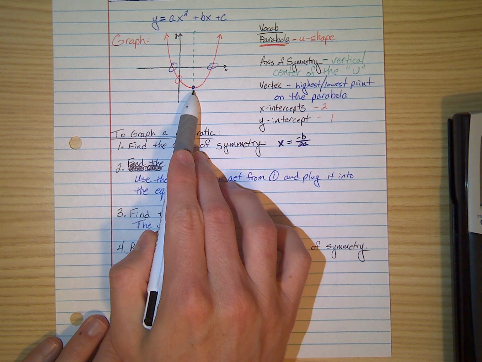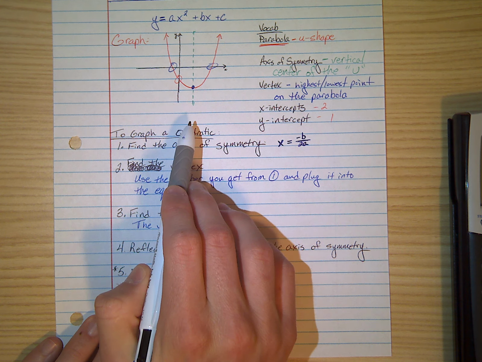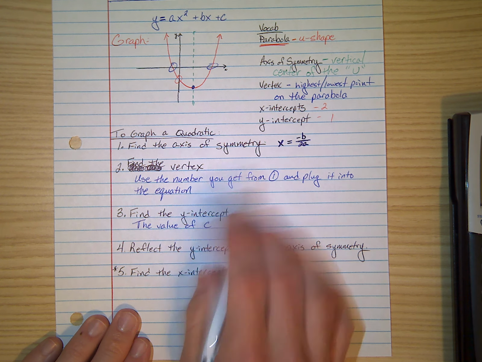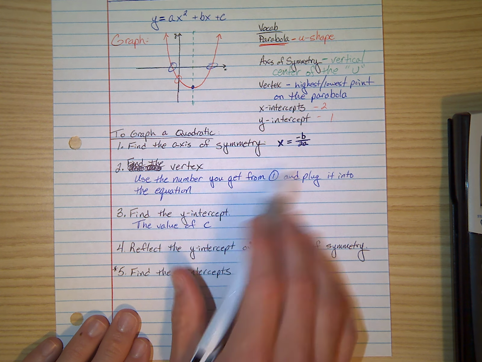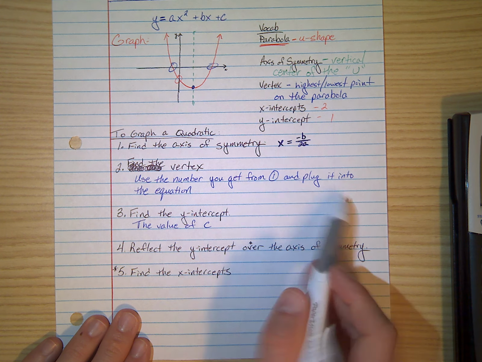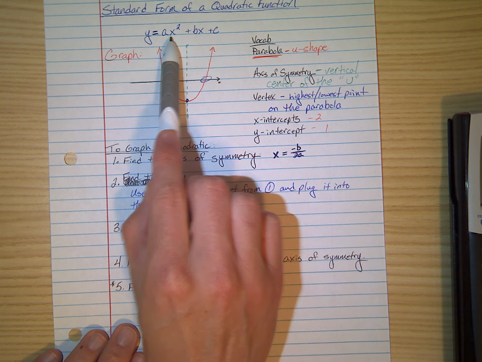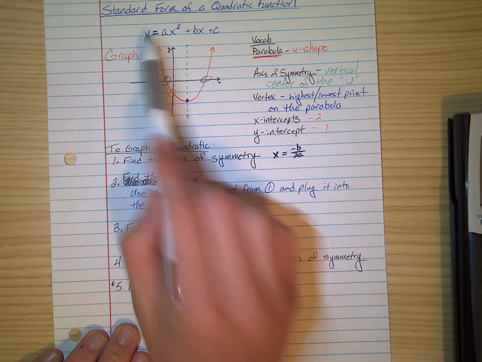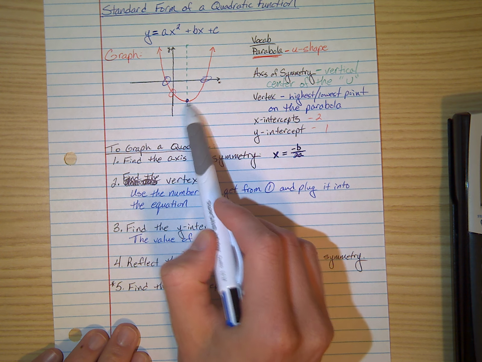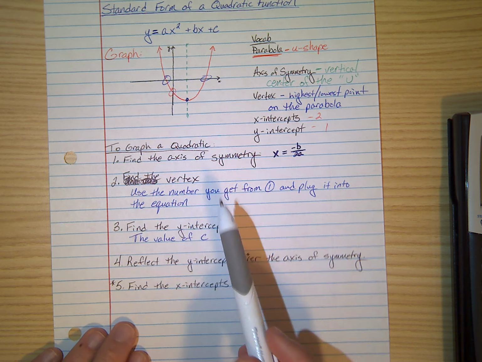Step 2 is to find the vertex. As I mentioned, the vertex is on the axis of symmetry. So what we have to do is we take the number that we got from the axis of symmetry, because this will be a number, and we plug it into the equation for x. All right, that'll tell us what y is equal to on that x coordinate. That tells us where the vertex is.